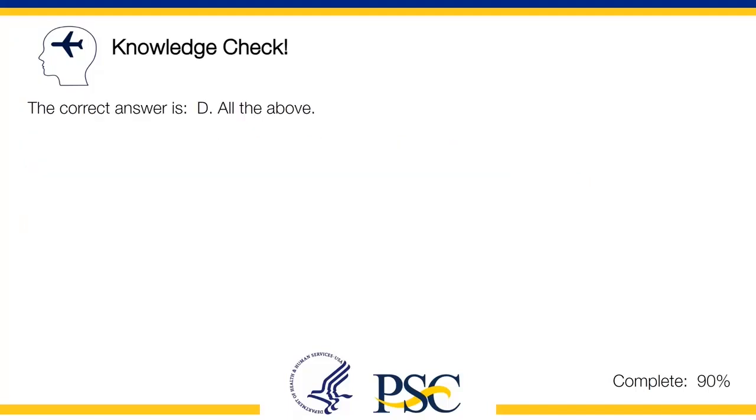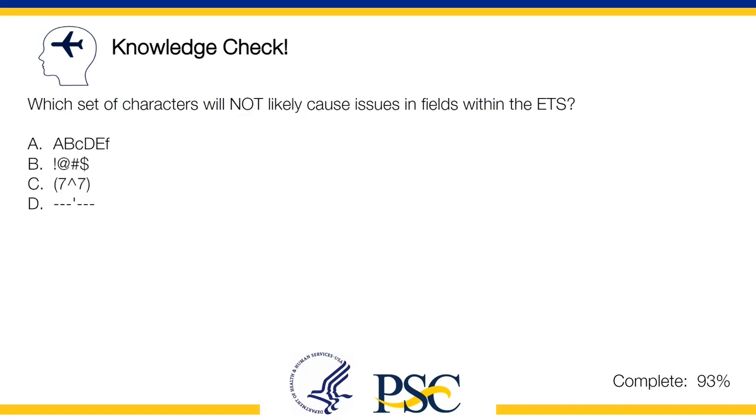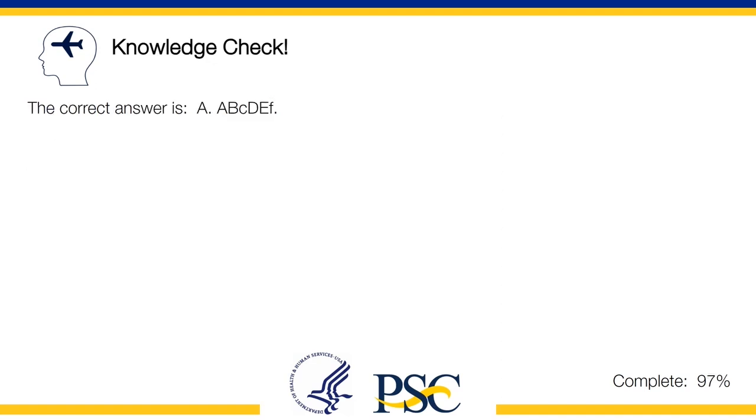All the above. Which set of characters will not likely cause issues in fields within the ETS? A, B, C, D, E, F. B, exclamation point, @, pound sign, $. C, 7. D, dash, pipe, dash. Pause the video, consider your response, and then resume to learn the answer. The correct answer is A, B, C, D, E, F.